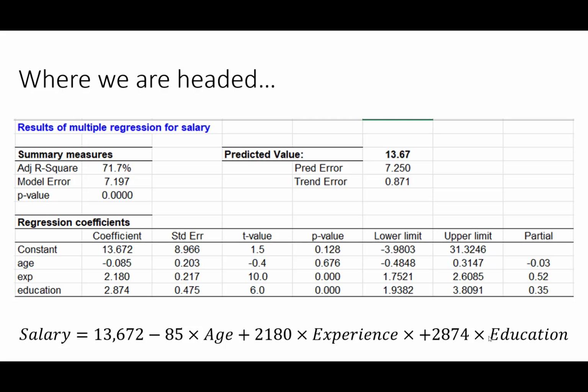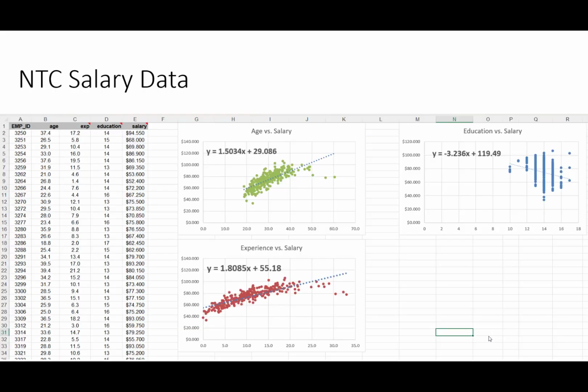How about education? The formula says that the effect of another year of education is to add $2,874 to your annual salary. This is almost the exact reverse of the data plot that we did in the previous slide, which showed that education had a negative impact. So, suppose the employees with more education happen to be younger. This is probably true in many workplaces.